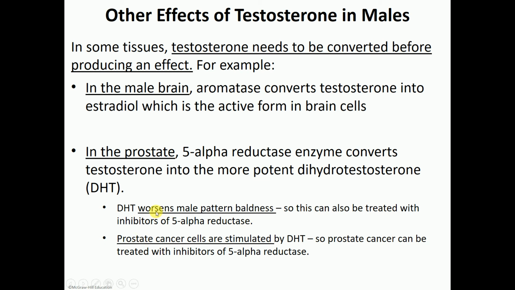So a way to treat male pattern baldness would be to give these people an enzyme or a drug that inhibits the 5-alpha reductase enzyme. So you could be treated with inhibitors of 5-alpha reductase. Same thing with prostate cancer cells. So these are cancerous cells that respond to high levels of DHT. Well, why don't we just give them a drug that inhibits 5-alpha reductase, and that would inhibit or lessen at least the levels of DHT.